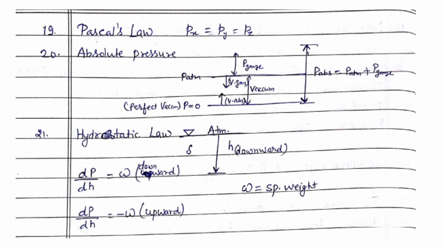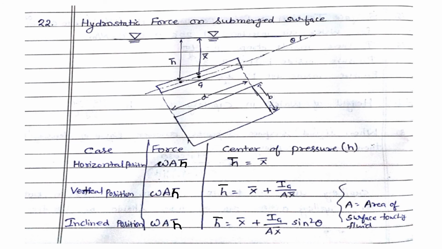Now the hydrostatic law: as the depth increases, pressure increases. So dp by dh is equal to small w, that is rho g. In the downward direction, pressure increases. In the upward direction, pressure decreases. That's why the minus sign is used. So P is equal to rho g h is defined from this relation.